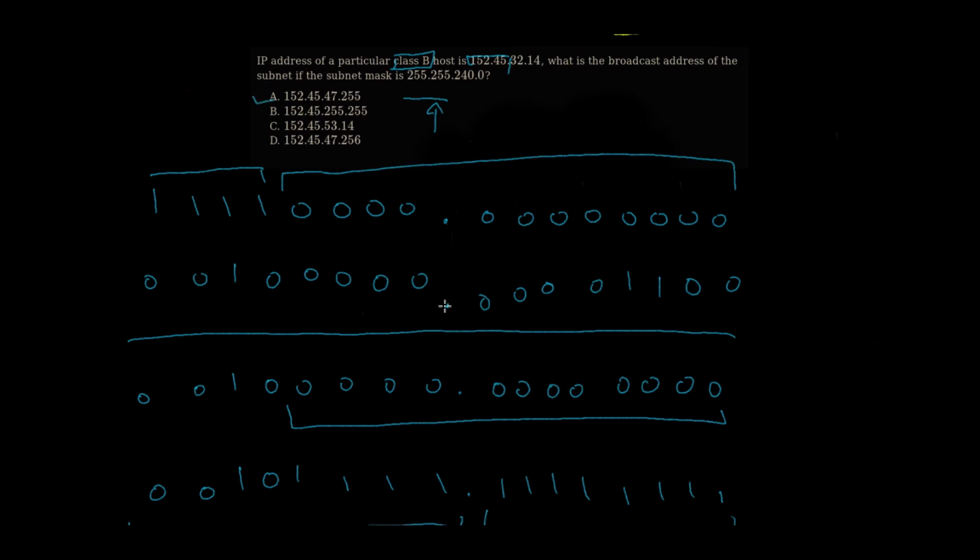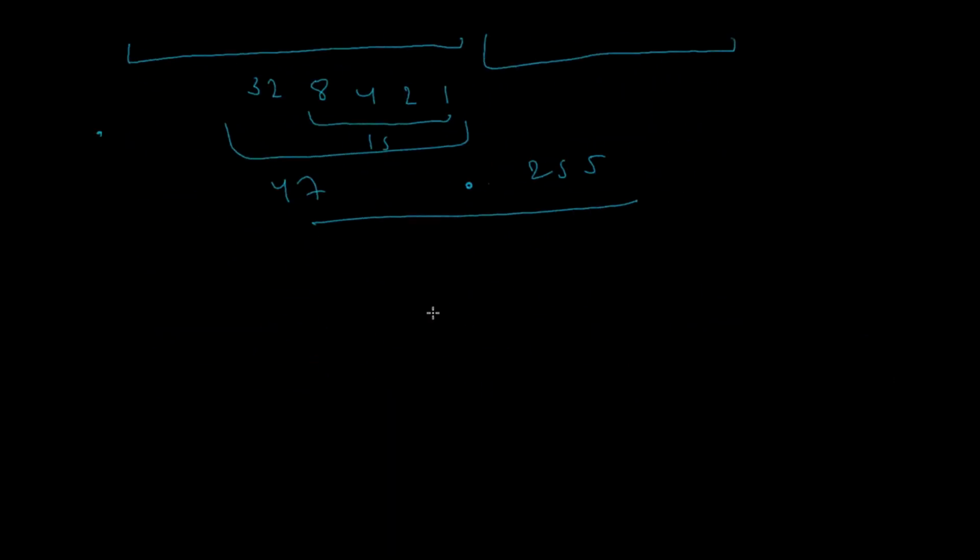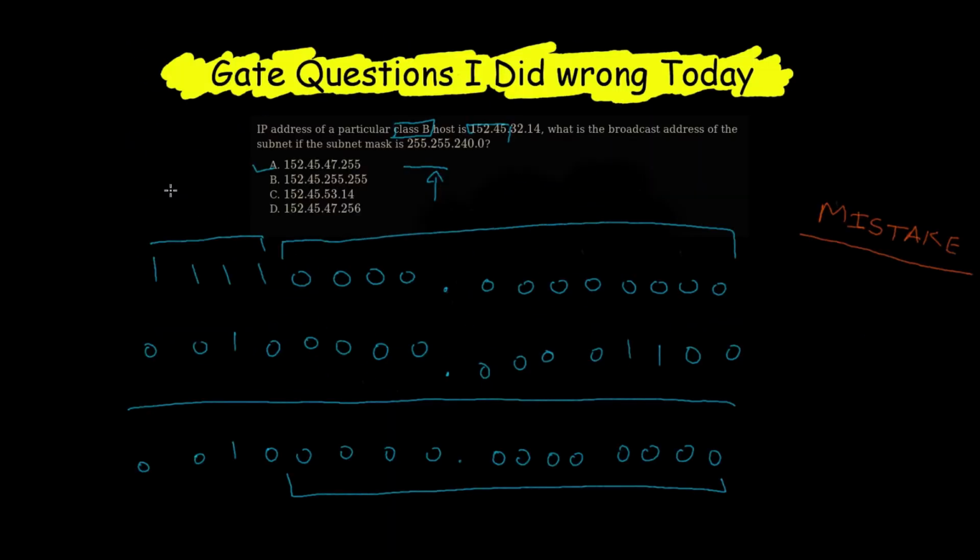What I did mistake was, my mistake in this question was taking this class B into consideration and not considering this 240. So I just chose all the zeros as host bits and took the answer as B, and I did it wrong.